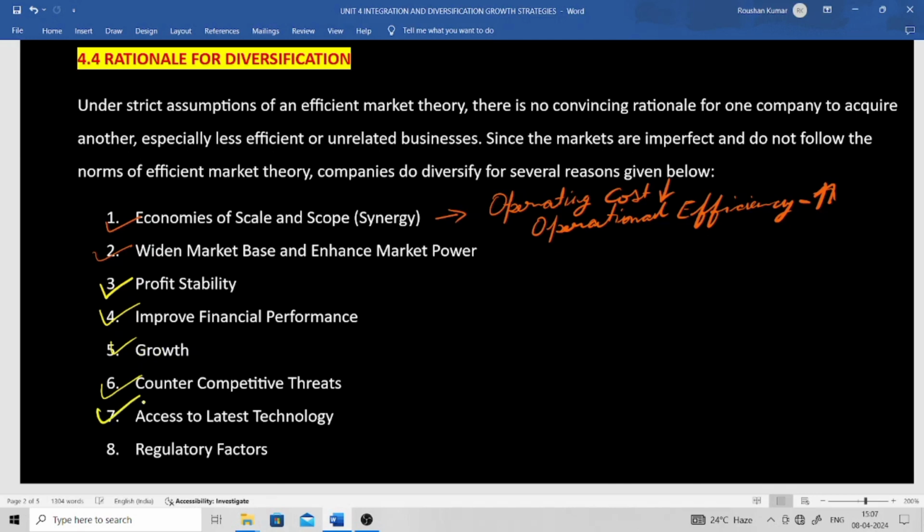Then we have regulatory factors. Here organizations take advantage of the incentives being offered by various governments to attract investments. So that is also the rationale for diversification.